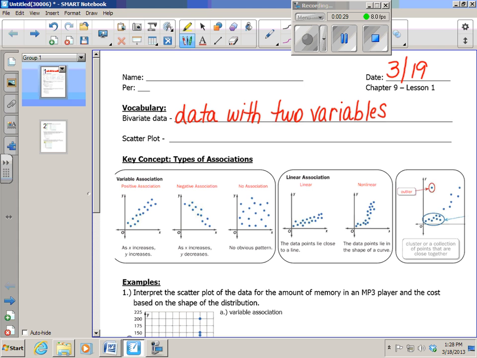and scatter plot, which is the relationship between bivariate data graphed as ordered pairs.